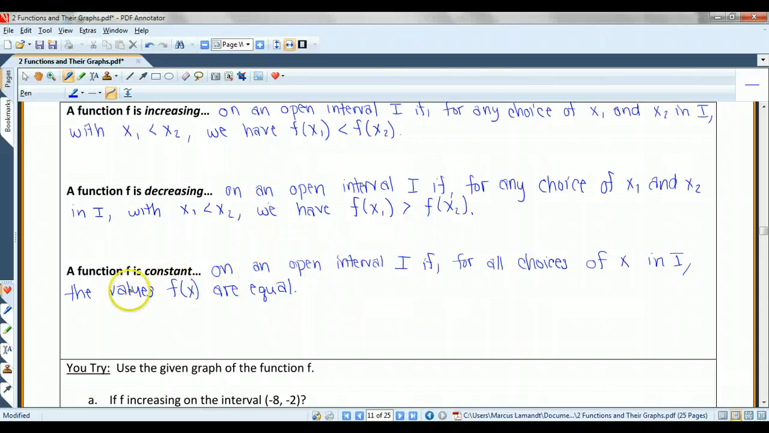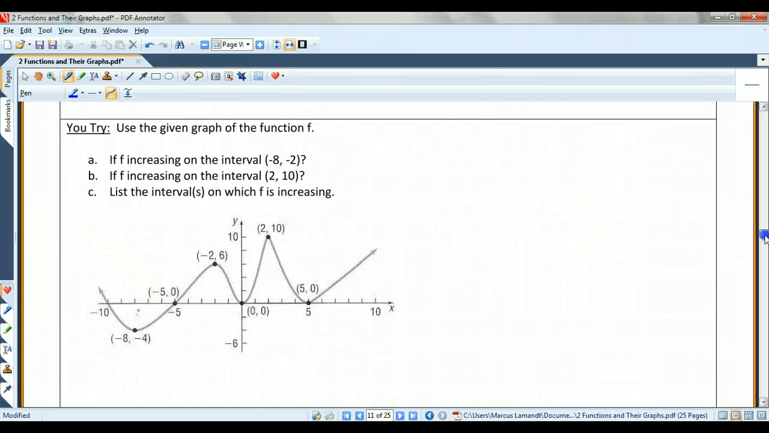Okay? A function f is constant on an open interval I if for all choices of x in I, the values of f of x are all equal. So basically, it's just a straight line. It's going perfectly horizontal. Okay, you guys go ahead and try this one.